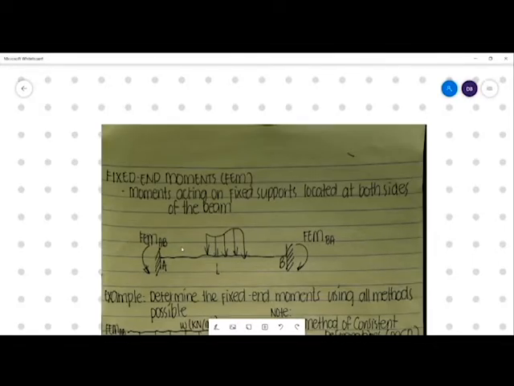So let's first know what fixed end moments are. Fixed end moments are the moments acting on fixed supports located at both sides of the beam. So consider this beam, and we have a fixed support on the left and also a fixed support on the right. The resisting moments that react on both sides of the beam, or both sides of the support, are our fixed end moments.